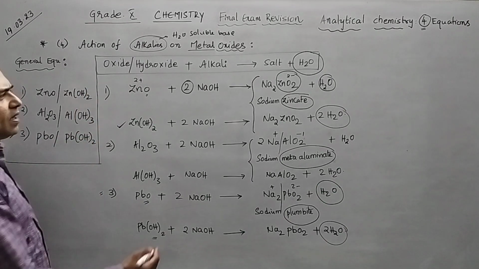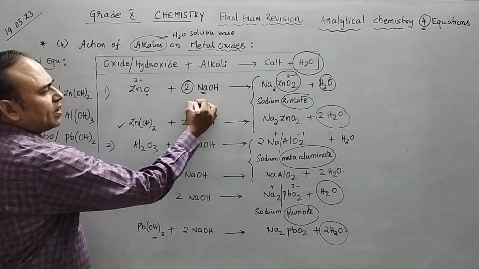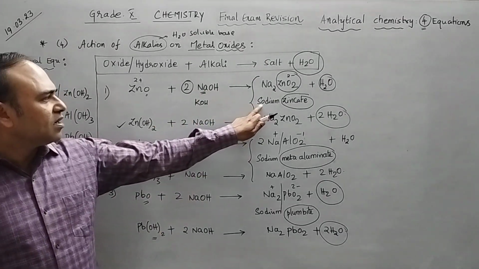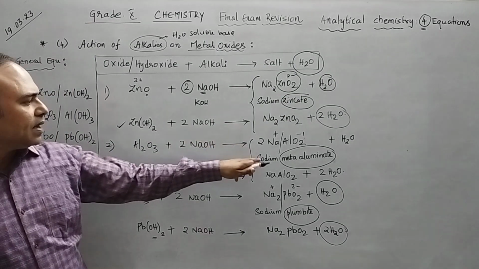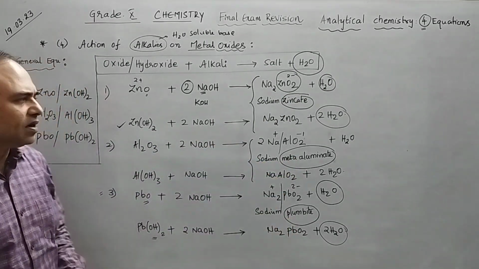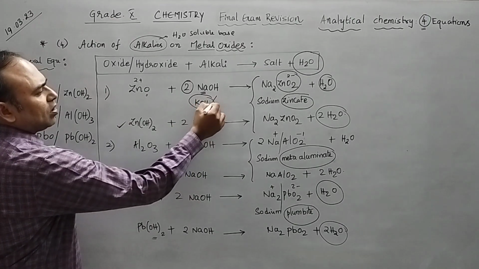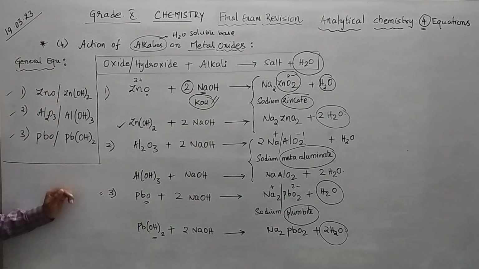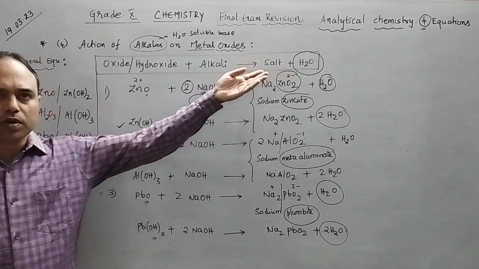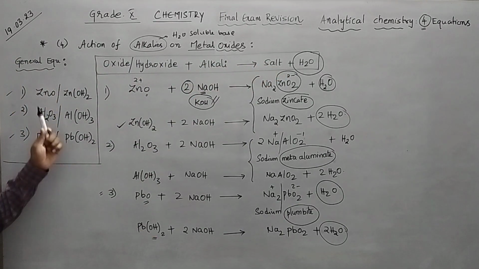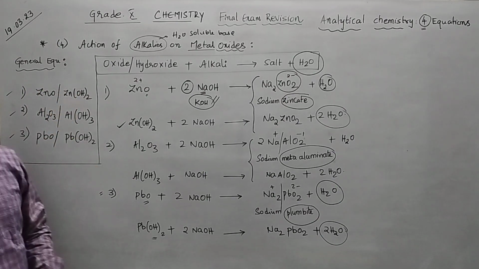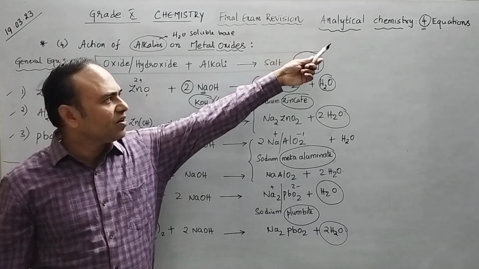One more important thing. Suppose in the place of NaOH you are taking KOH. Then what will be the products here? Potassium zincate will form, and here you will get potassium meta-aluminate, and here you will get potassium plumbite. So that is another reaction you can write very easily. Hope you have understood this. Metal oxide or hydroxide with alkali gives salt plus water. If you are remembering all the 4 general equations, you can write any equation. So with this we complete analytical chemistry 4 equations.